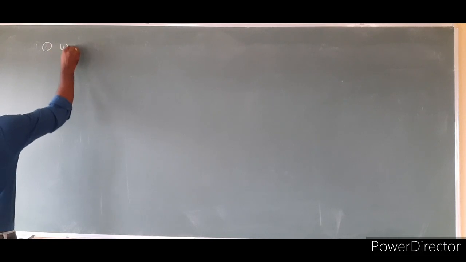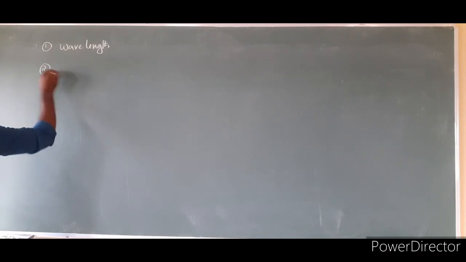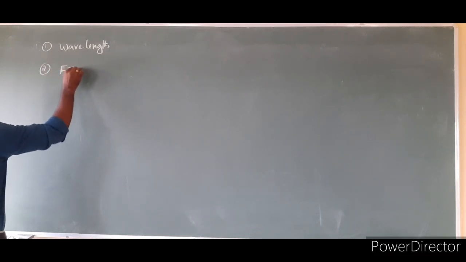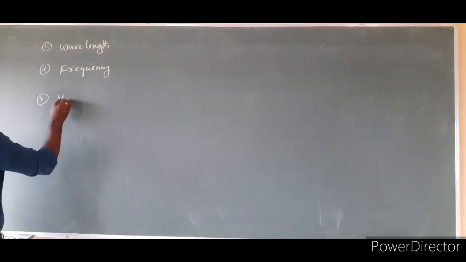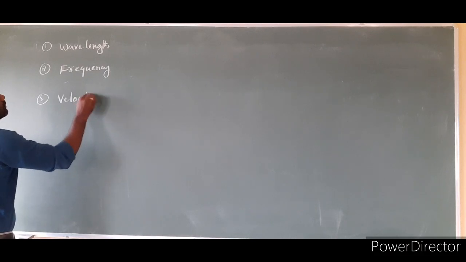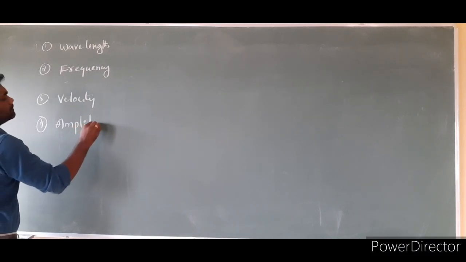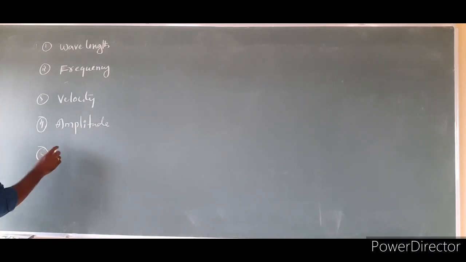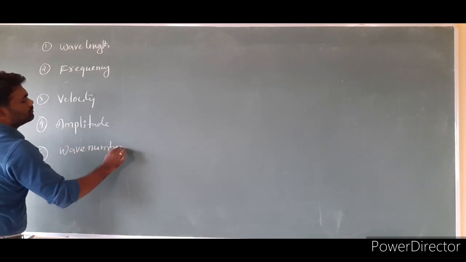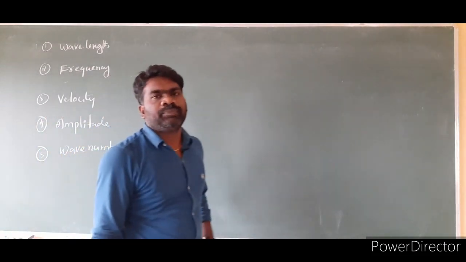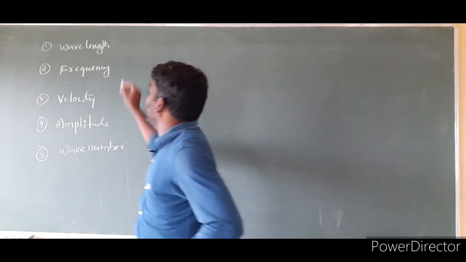1. Wavelength. The second one is frequency. Third one is velocity. The fourth one is amplitude. And the fifth one is wave number. So these are the characteristic properties of electromagnetic radiations. Let us discuss one by one in detail.